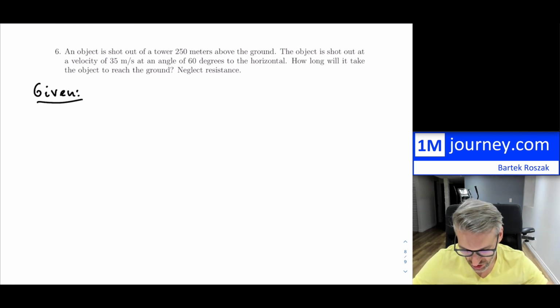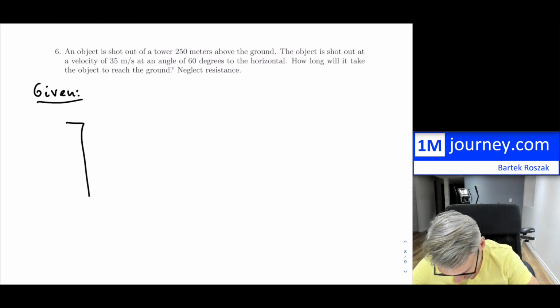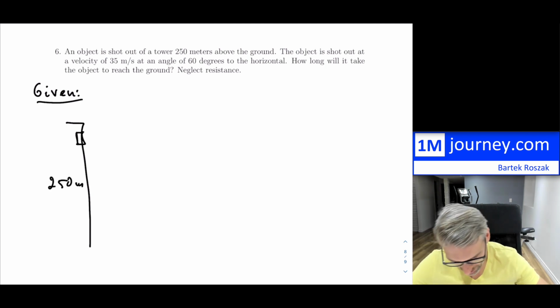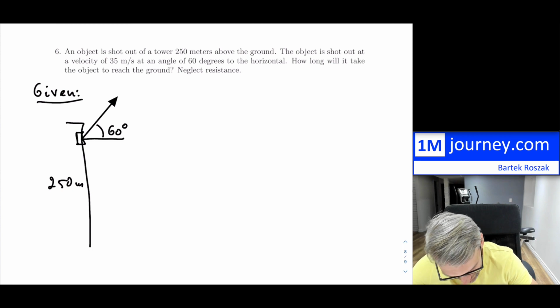An object is shot out of a tower 250 meters above the ground. Here's our tower. Let's say this is the window, 250 meters above the ground. The object is shot out at a velocity of 35 meters per second at an angle of 60 degrees. So it's shot out something like this: that's 60 degrees, and this is 35 meters per second.